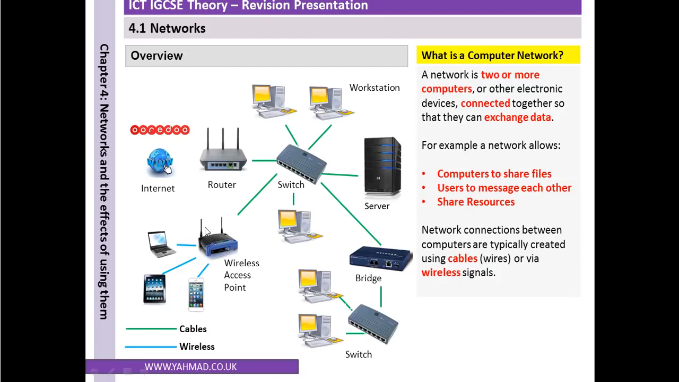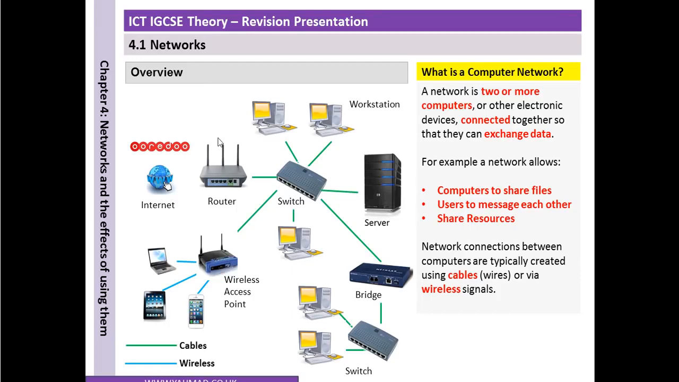Okay, the wireless access point provides wireless connectivity to devices such as laptops, tablets, and smartphones to the network. The router allows your network to connect with other networks. Also, the internet is an example of a network of networks. So basically, the router could provide your network with internet connection as well.